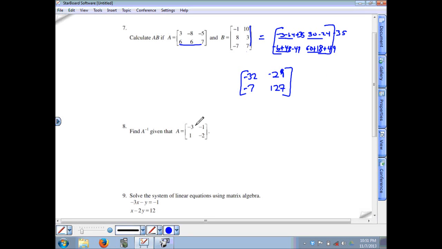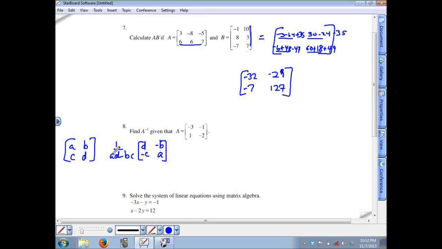Question 8, find the inverse of a 2 by 2 matrix. So the formula is, given a matrix A, B, C, D, the inverse is 1 over AD minus BC, and that's a scalar multiplier in front of a matrix where you switch A and D and change the sign of B and C.